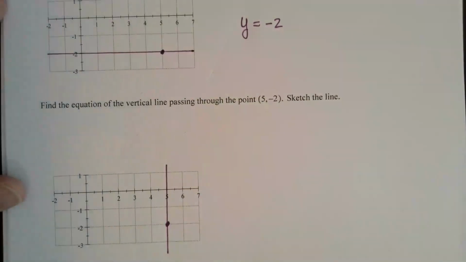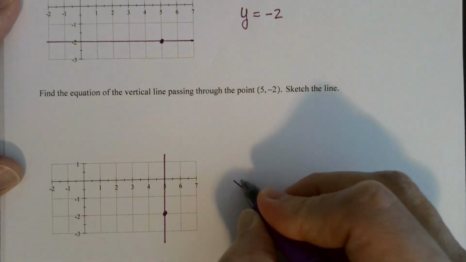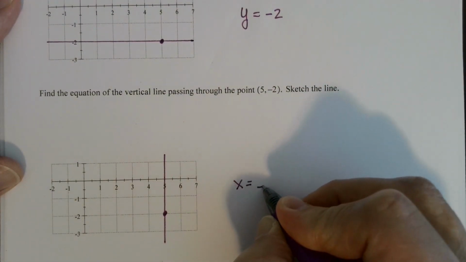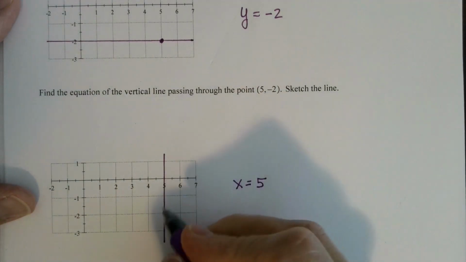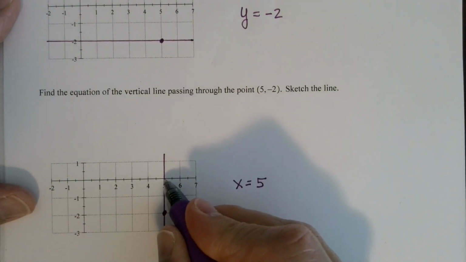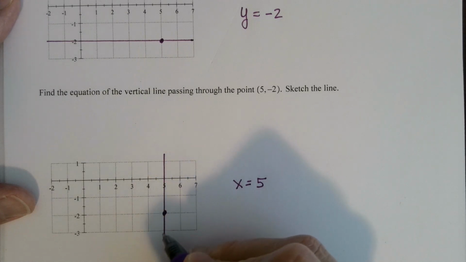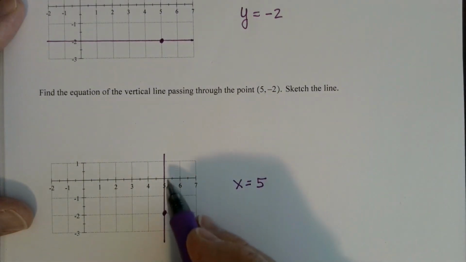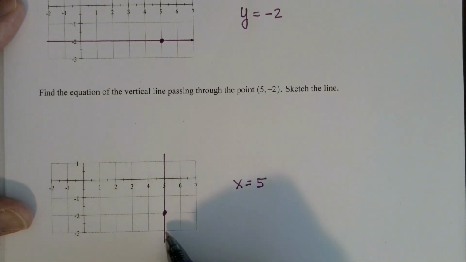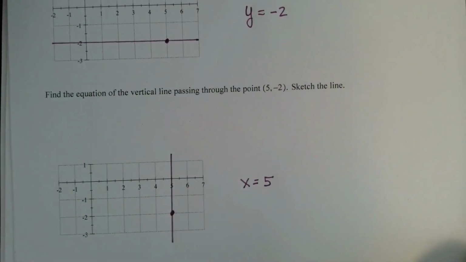And what's the equation of this line? Vertical line, x equals what? 5. That's the x-intercept. Notice we're at (5, 0). So any point on this line has an x-coordinate of 5. The y-coordinate can be anything. So it could be (5, 0), (5, -1), (5, -3), and so on.